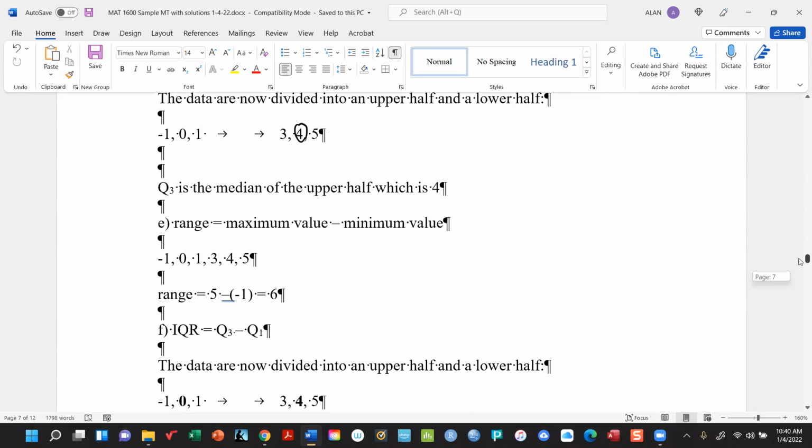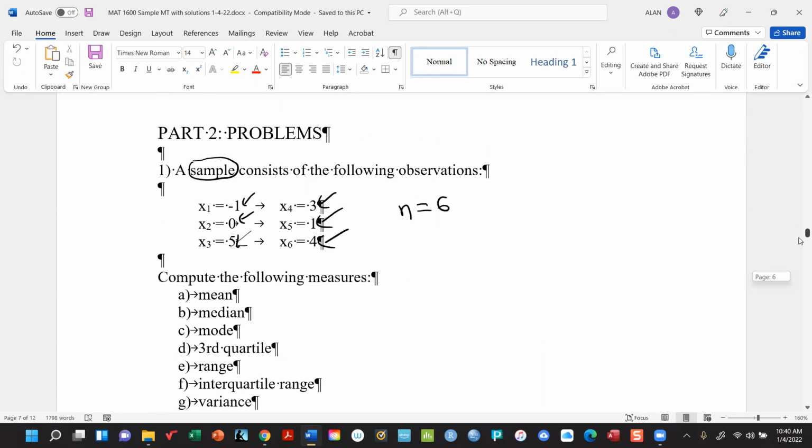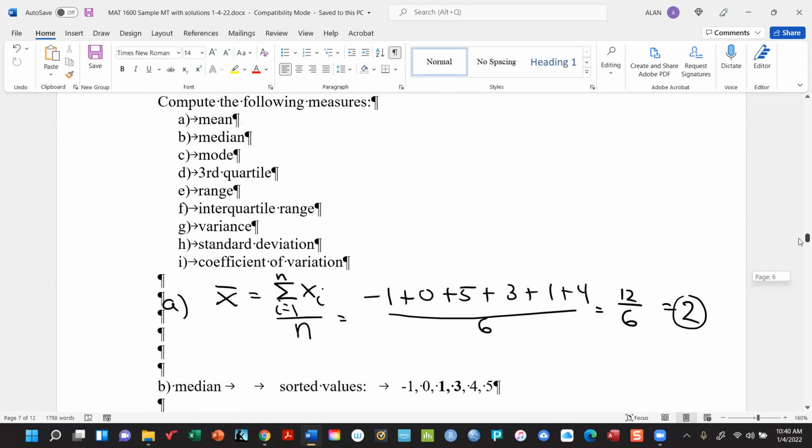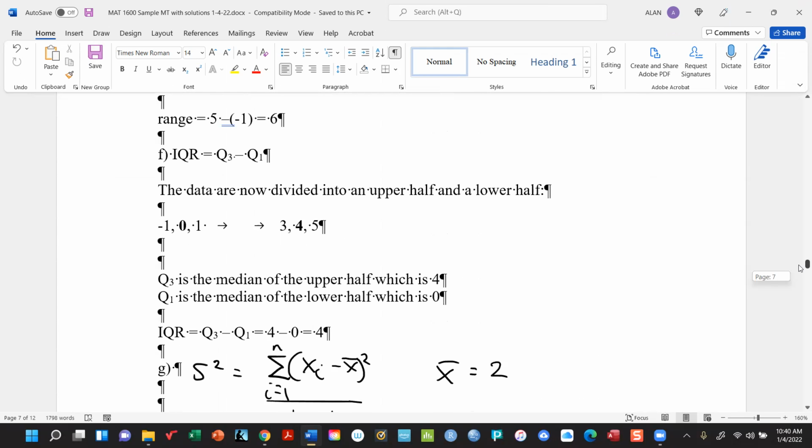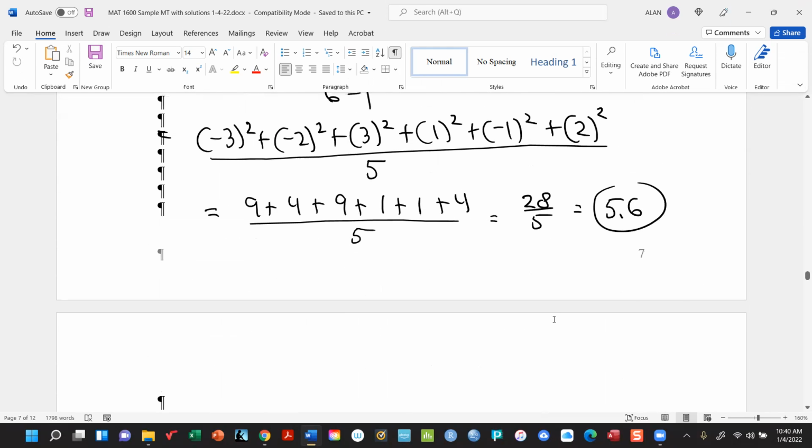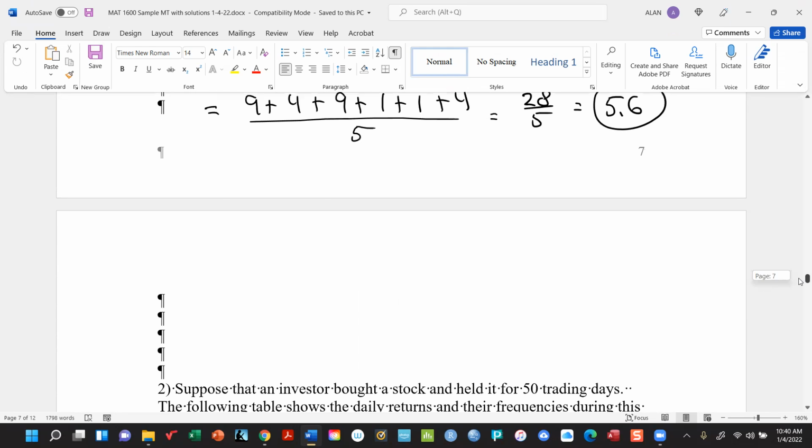All right. So let's see. Was that it for this one? Oh, no, we're not done. We still have the coefficient of variation. Okay. All right. So the coefficient of variation.